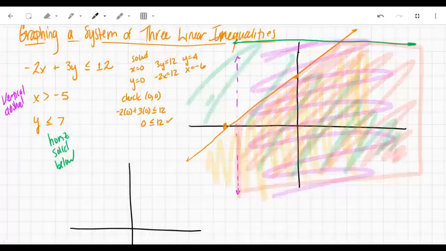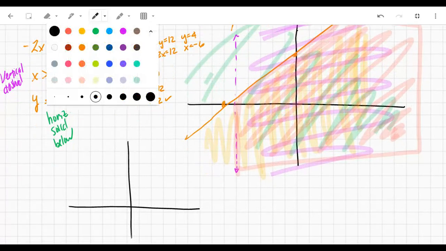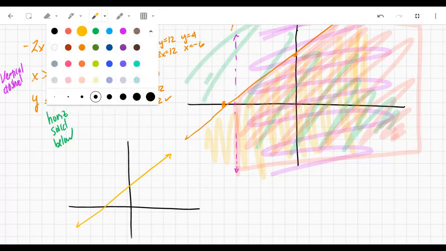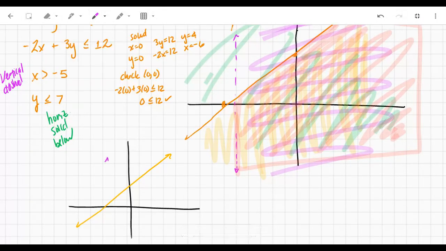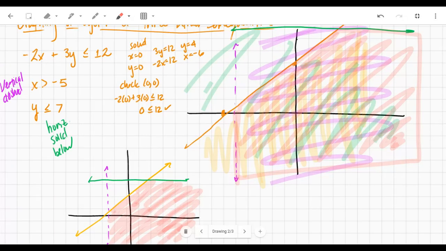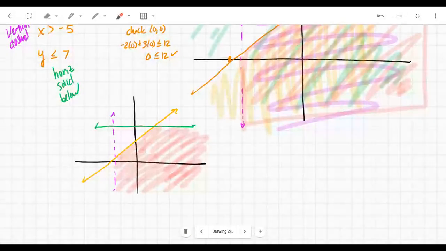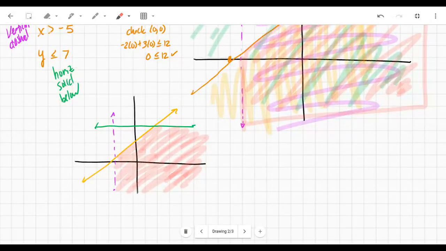Okay, but I would do my orange line, the solid, my purple line, that's the dashed, and my green line, that's also solid. Okay, and then I would shade. Just like that. That would be my final answer once I take my time and figure out where all the shading overlaps. Okay. All right. Next one.